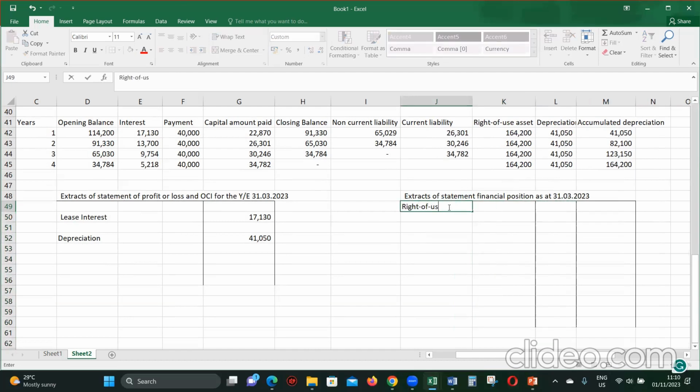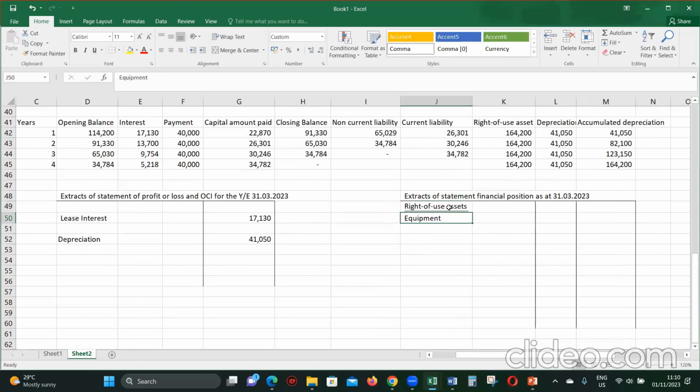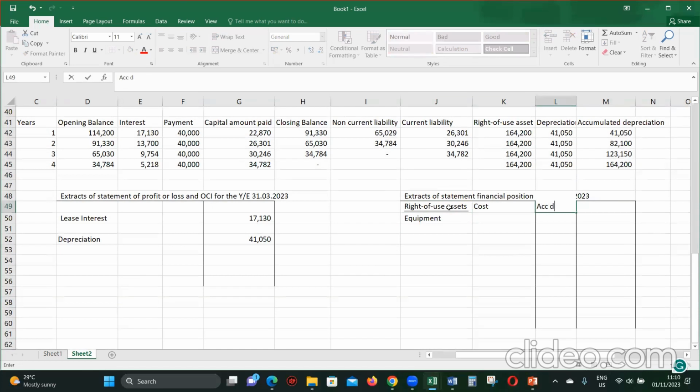Right of use asset. You need to show right of use asset separately from the PPE. Now you have an equipment. We'll show it like this. Normally we are using a separate note, but for this extract, this is okay. What is the cost? Now you can write, right? Cost, accumulated depreciation, and net value over the carrying amount.